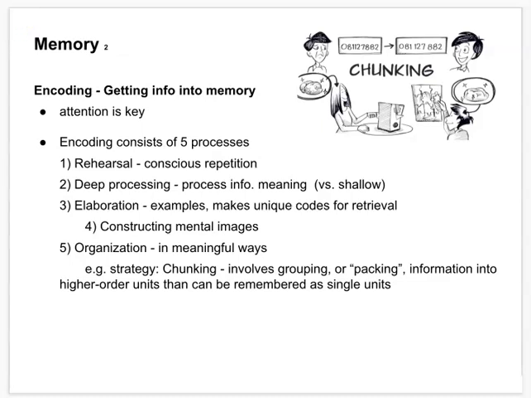Constructing mental images sort of falls under elaboration, right? So you're making examples, unique codes for things. Constructing images means you create a mental image. The example they give in the book is if you don't remember how many windows you have in a house, you can construct a mental image of the house, and mentally look in each room and count the windows. Okay.